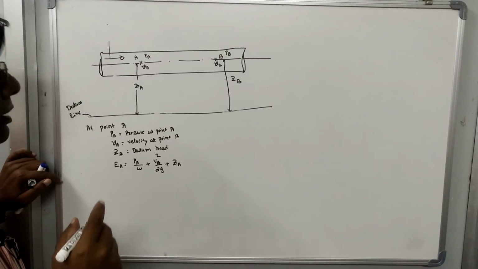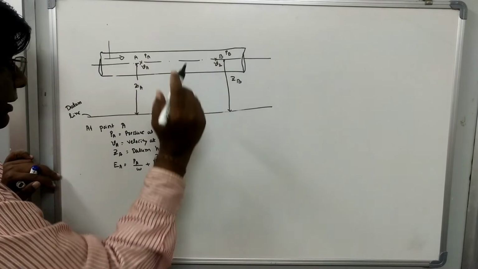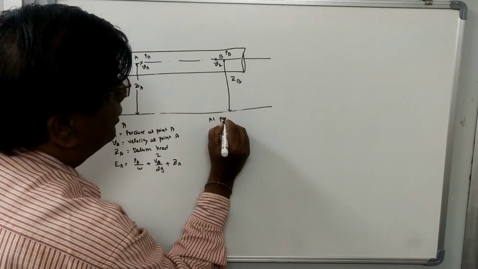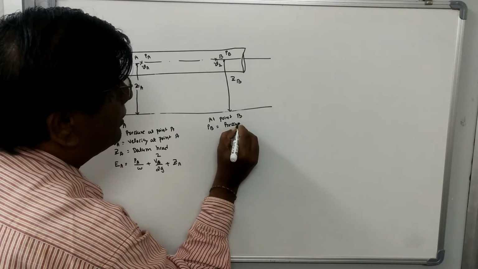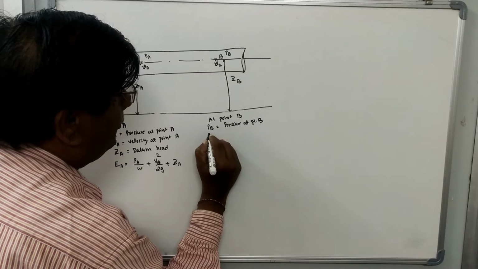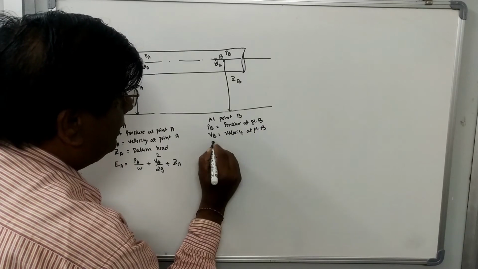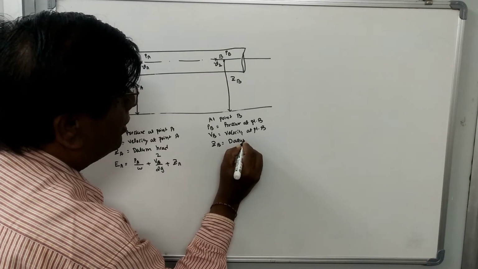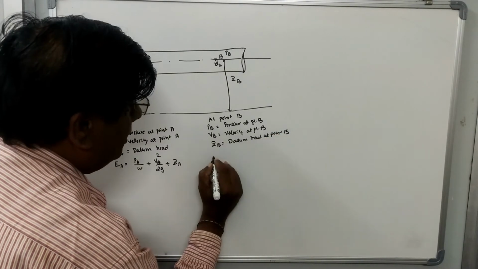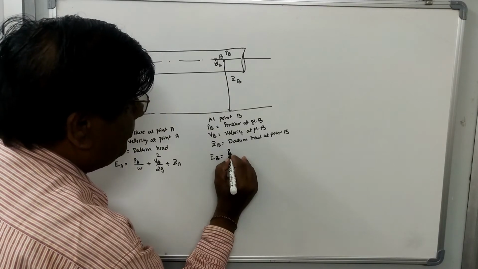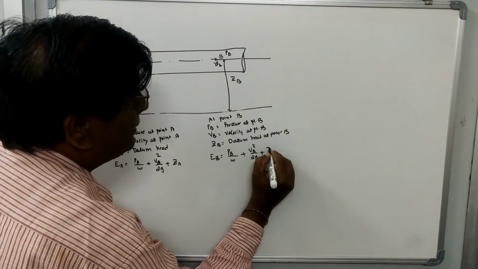Next, the energy head at point B. Let PB be the pressure at point B, VB the velocity at point B, then ZB the datum head at point B. EB is equal to PB by W plus VB square by 2G plus ZB.